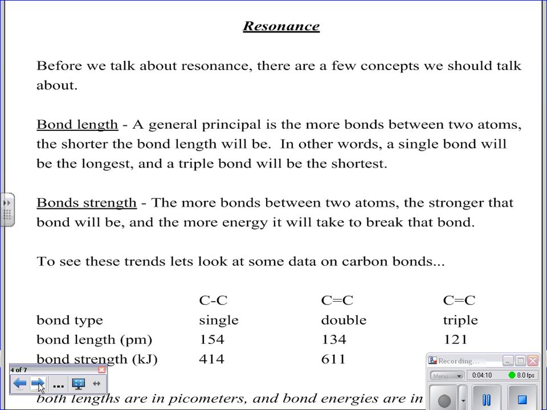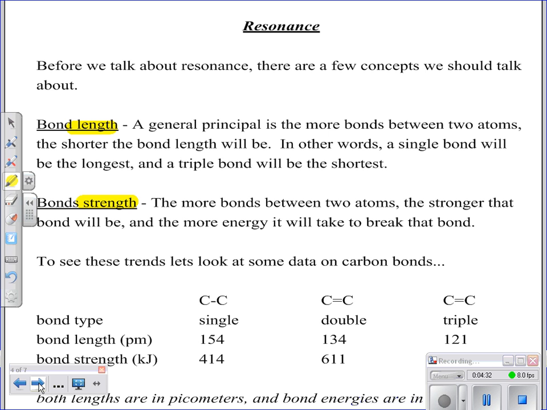Okay, so now we get to something known as resonance structures. And before we truly get into those, let's think about the length and the strength of the bond. And this is very intuitive. If you've got a single, double, and triple bond, well, which one of those would be the longest? The longest one would be the one that's going to be the weakest. It's going to be the one that's not holding it together as tightly.